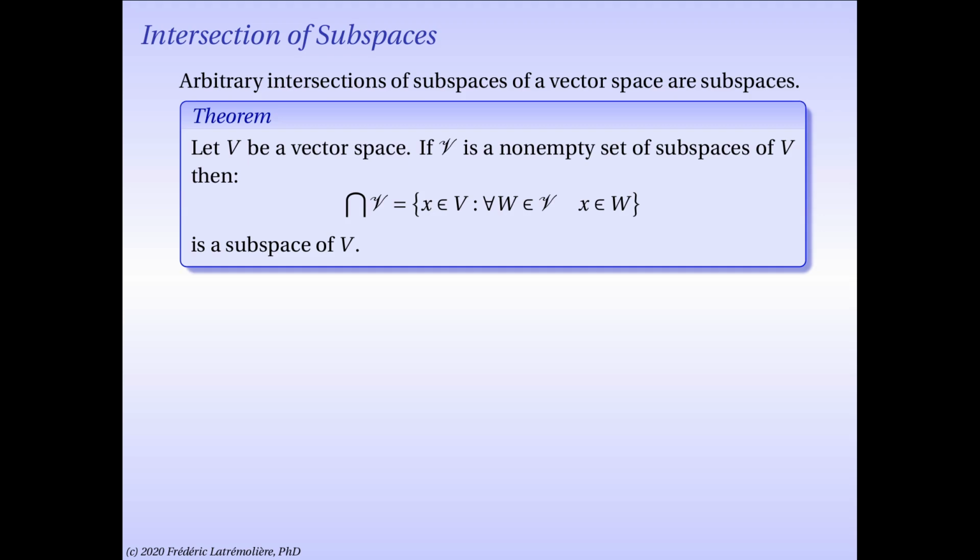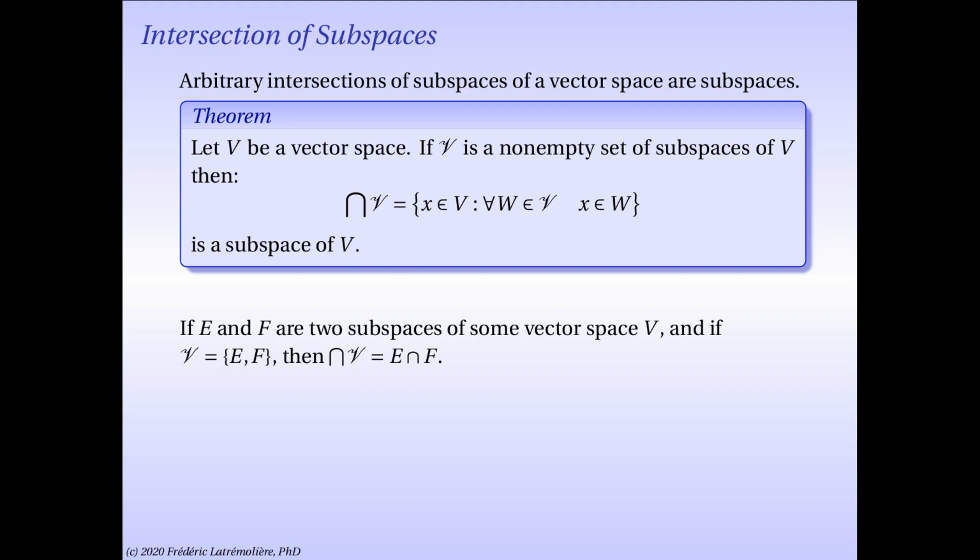Let's begin by proving that arbitrary intersections of subspaces are subspaces. Formally, let V be a vector space. If script V is a non-empty set of subspaces of V, then the intersection of script V is again a subspace of V. To clarify our notations, if E and F are two subspaces of some vector space V, and if script V is a pair E, F, then the intersection of script V simply means the intersection of E and F. However, in our theorem, script V could be infinite.